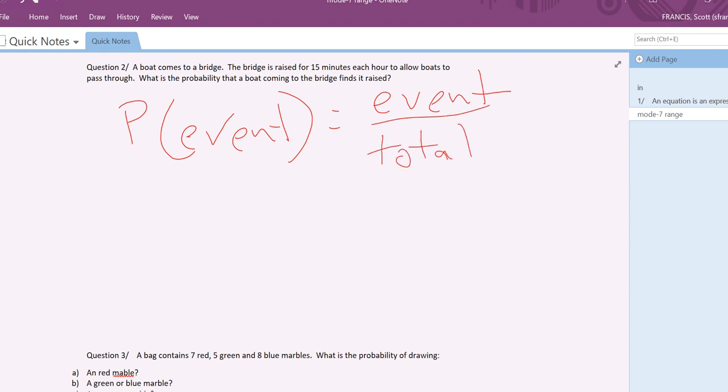So let's say we were looking for an even number on a dice. The even numbers will be 2, 4, and 6. That will be 3 out of the 6 possible numbers. Okay, so what's our event here? Our event is going to be the 15 minutes each hour that the bridge is raised. And the total amount of time we've got here, it says it's raised 15 minutes each hour, each 60 minutes. So the probability of the boat being able to pass straight through, not having to wait, would be 15 over 60.